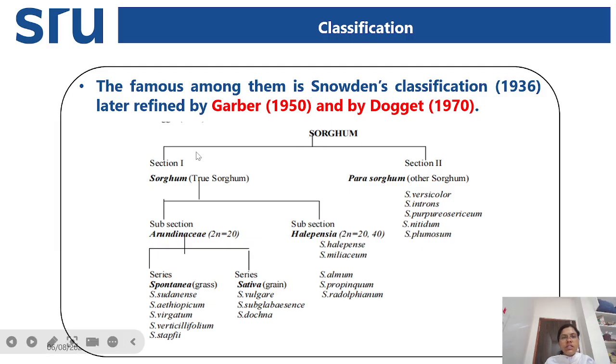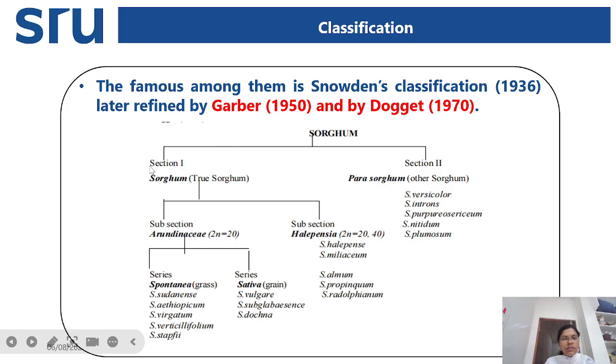Sorghum is first divided into two sections, section 1 and section 2. In section 1 we have the true sorghum, and in section 2 we have the para sorghum, that is the other sorghum. Here you have Sorghum versicolor, Sorghum introns, Sorghum purpureosericeum, and next Sorghum nitidum and Sorghum plumosum. So these are the para sorghum, that is the other sorghum.